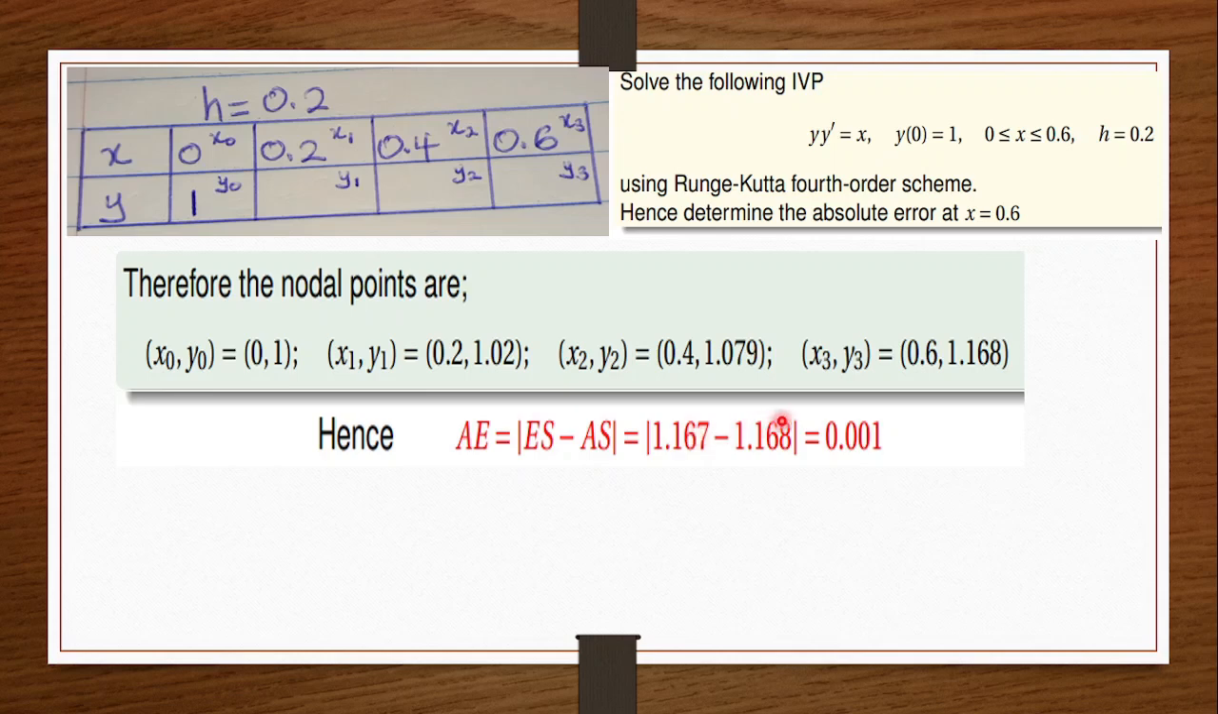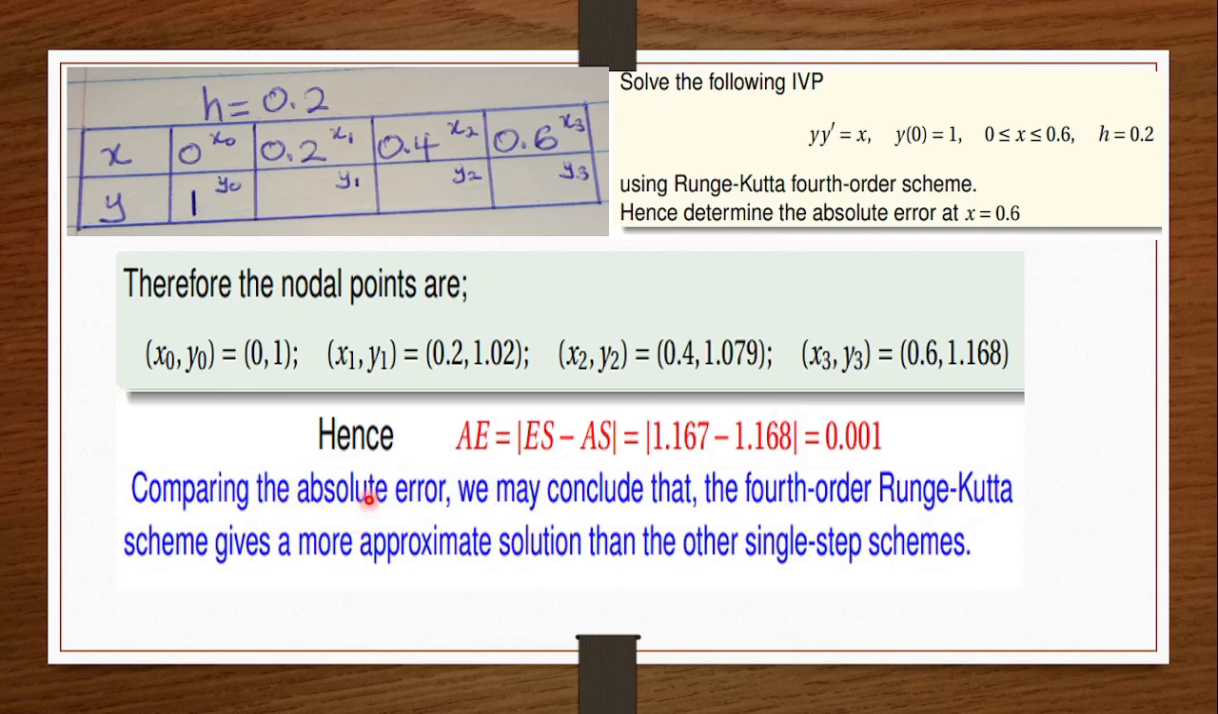So you can see that this Runge-Kutta's method is better than the other methods which we have been studying, like the Euler method and all the other methods, right? Comparing the absolute error, we may conclude that the fourth order Runge-Kutta scheme gives a more approximate solution than the other single step schemes, right? So you can see that the absolute error is very, very small, and the Runge-Kutta is giving us a very, very good answer. So friends, that's basically it for the Runge-Kutta's method for ordinary differential equations.